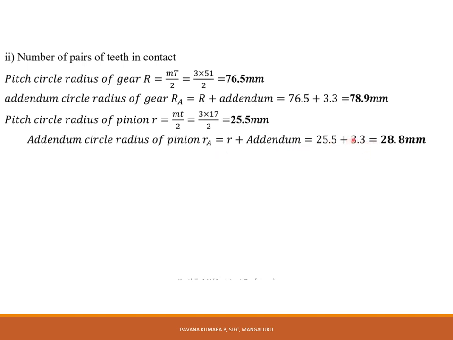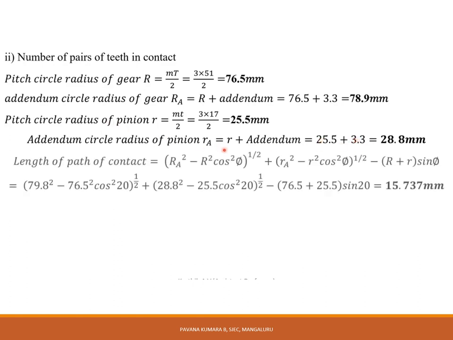Addendum value for gear as well as pinion is always the same, so from that we are getting RA. Length of path of contact formula is path of approach plus path of recess. From that we can determine the length of path of contact. So substitute all the values RA and R, and small ra and r.